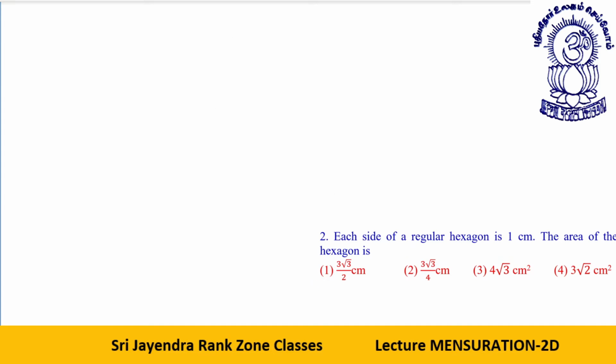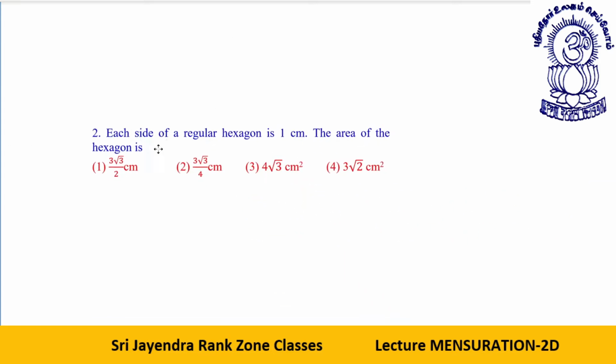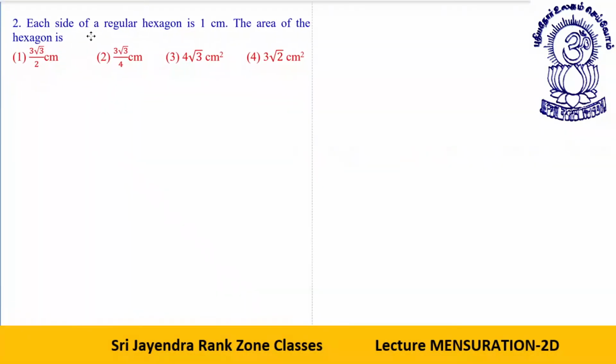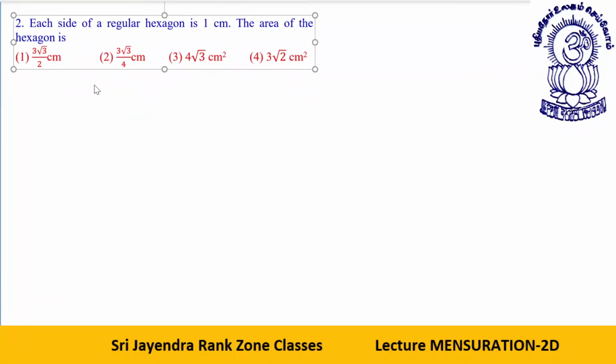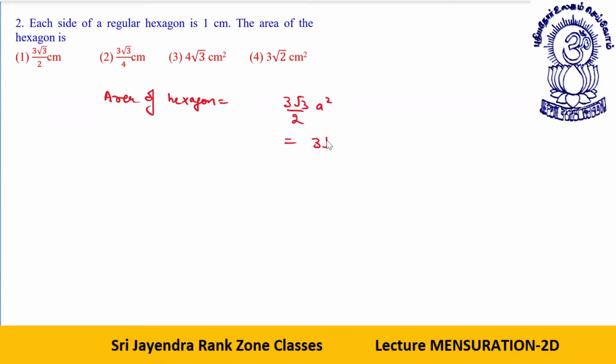Each side of a regular hexagon is 1. The area of the hexagon is, see, what will be the area of hexagon? We know the formula 3 root 3 by 2 a square, that is 3 root 3 by 2 into 1 square, or 3 root 3 by 2.